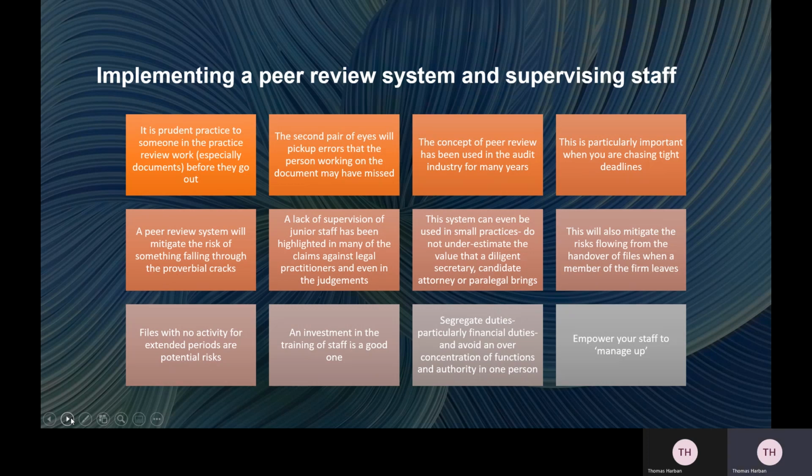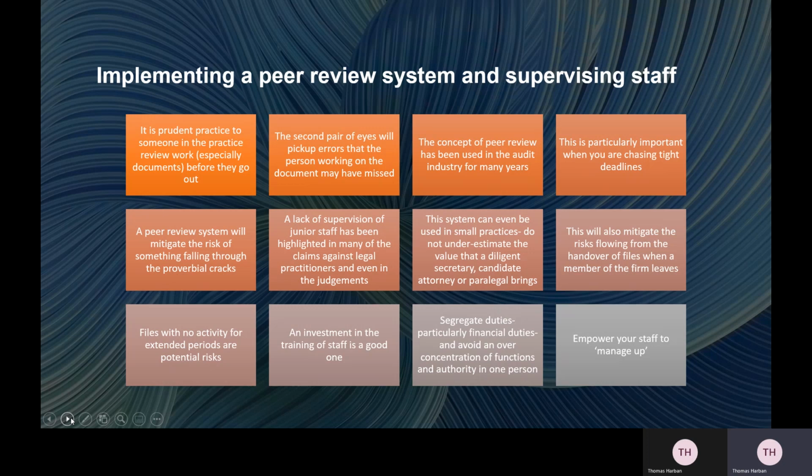A peer review system will also help with the risk I referred to earlier, when somebody leaves the practice, because if you take peer review and a peer review system and a file audit system, it means you get a good insight into what is happening in the practice. When somebody leaves, you won't be left with a gap that you were not aware of.